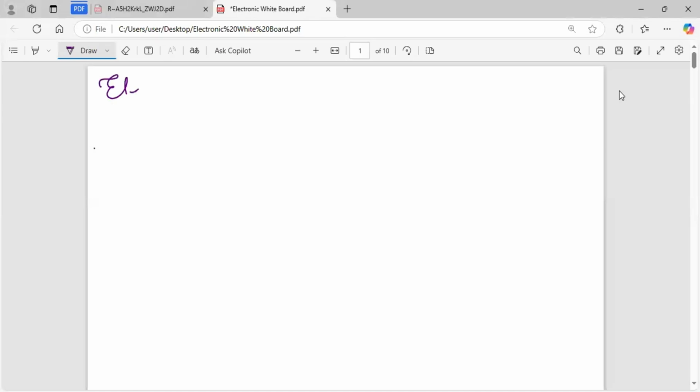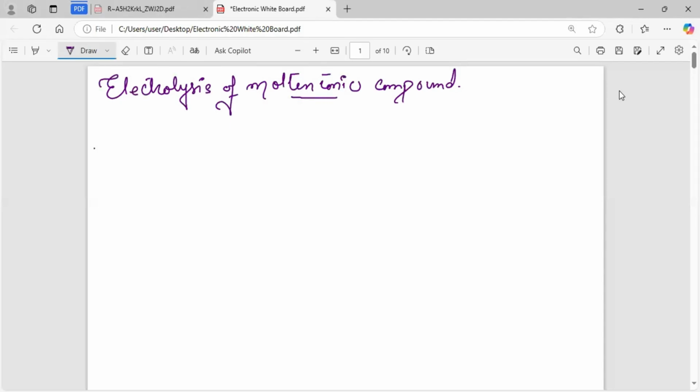So yesterday we studied the electrolysis of molten ionic compounds. Let me revise it for you. In electrolysis of a molten ionic compound, the negative part, the non-metallic part of the ionic compound, was attracted towards the positive electrode that is connected to the positive terminal of the battery, and the non-metallic part was oxidized at the anode, the positive electrode, right?